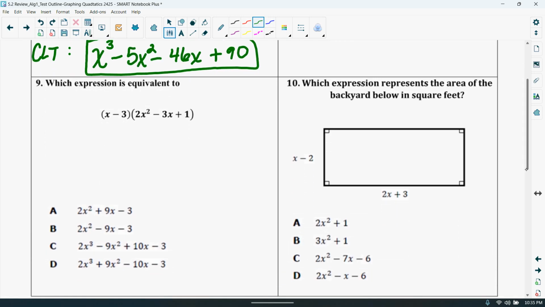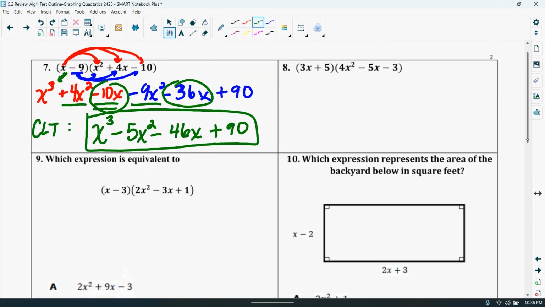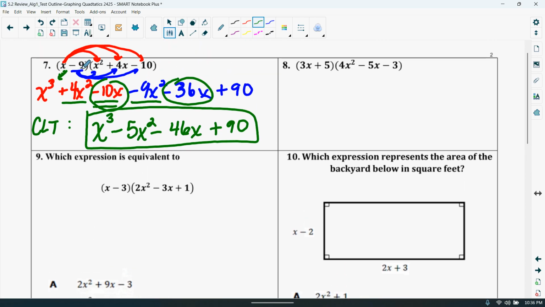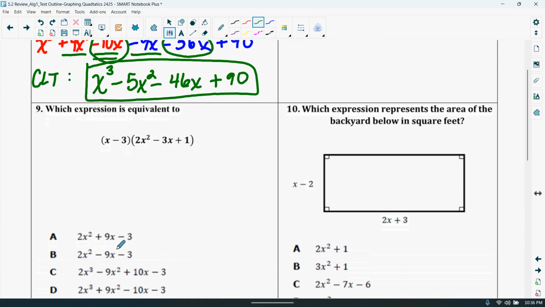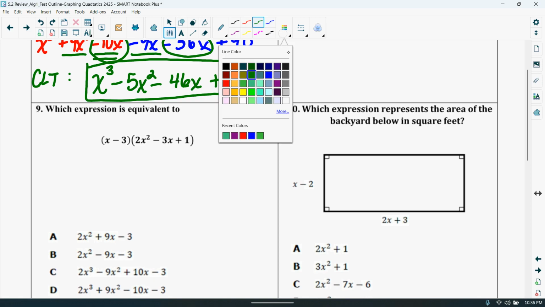You're going to distribute, or we can use our shortcut. Now, a couple things, because we just did the one previously, to help me work smarter, not harder. Whenever I multiply 2 terms times 3 terms, it turns into a total of 4 terms, you see here. So that means I probably can eliminate A and B. But let's just do the math here.